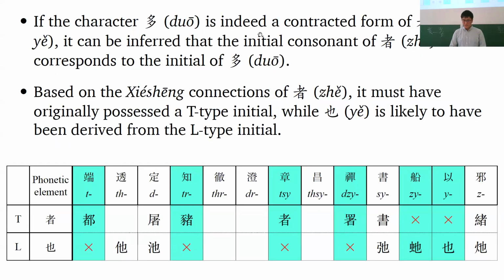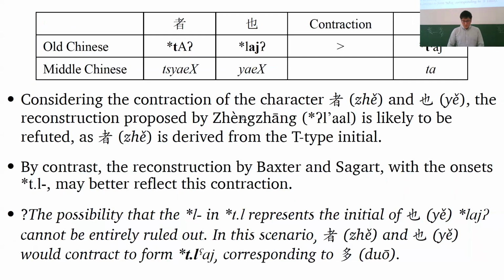So if the character duo is a contracted form of zhe and ye, we can reconstruct the word for duo based on the heyin zi zhe and ye, right? So again, Xiesheng connections. Based on Xiesheng connections, zhe has duan, zhi, zhan, chan, but doesn't have the lateral series. So we can reconstruct t, or t for zhe, and ye doesn't have duan, zhi, zhan, chan, but has the lateral series. So l, right? So zhe ye is reconstructed like ʔl'aal or something like that, and the heyin zi changed to duo.